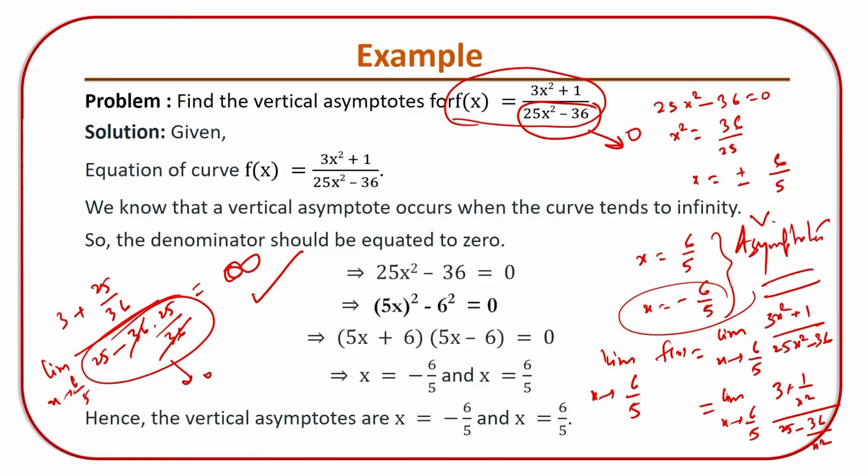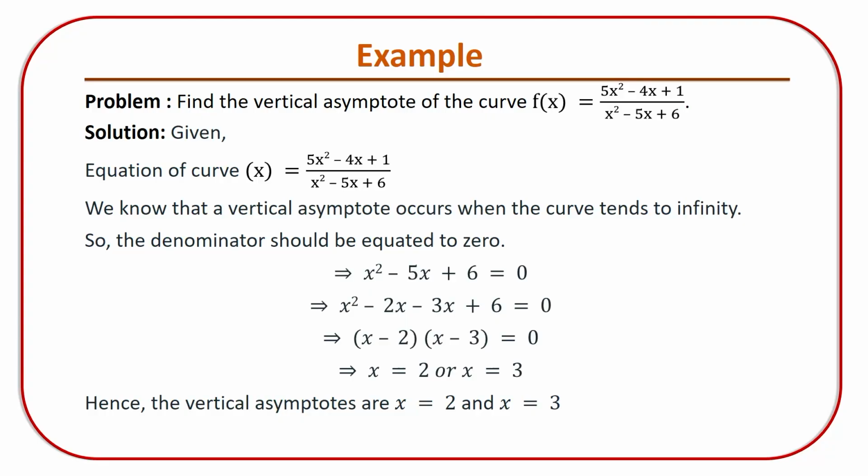Similarly, since this is an x square quadratic function, if I put minus 6 by 5, there is no difference and the whole function leads to infinity. And henceforth, I can assure ourselves that these two straight lines, x equal to 6 by 5 and x equal to minus 6 by 5, will be our vertical asymptotes for the given function.